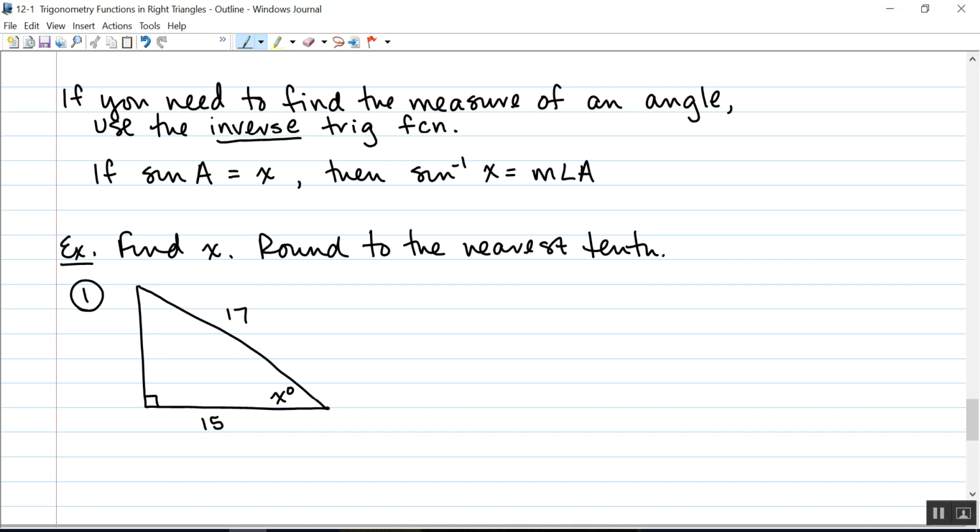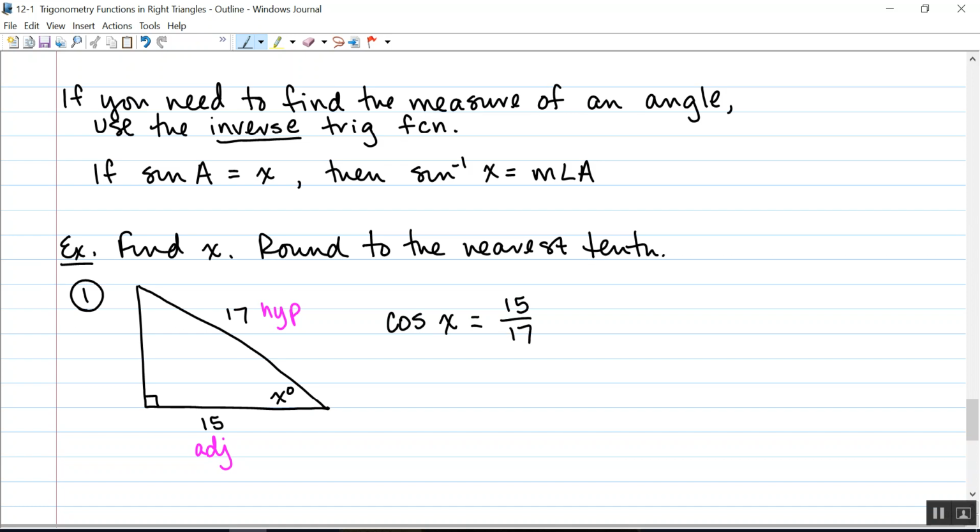So let's try a couple examples here. In relation to x, which is my angle that I don't know, I have 15, which is adjacent, and I have 17, which is the hypotenuse. So that means I'm going to be using cosine. So the cosine of angle x is equal to 15 over 17, adjacent over hypotenuse.